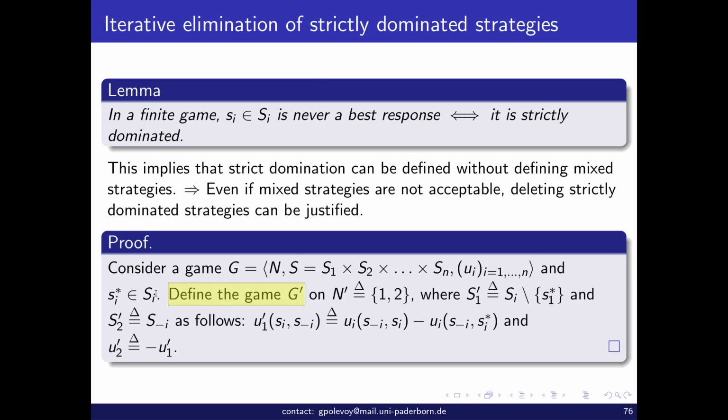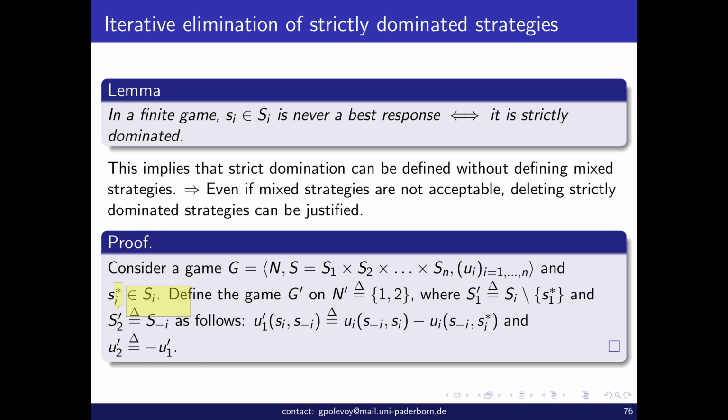Now we define an auxiliary game. The original game is not necessarily two-player, not necessarily zero-sum or constant-sum. But we define a zero-sum two-player game, which is going to be an auxiliary game to prove that. That's a nice trick. So define a game, G prime, on two players.